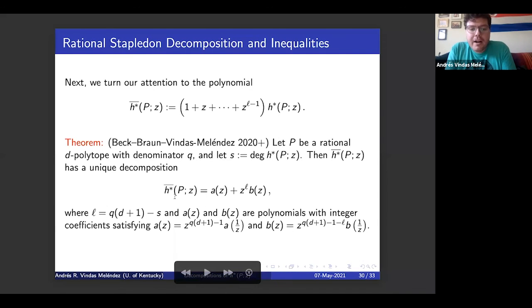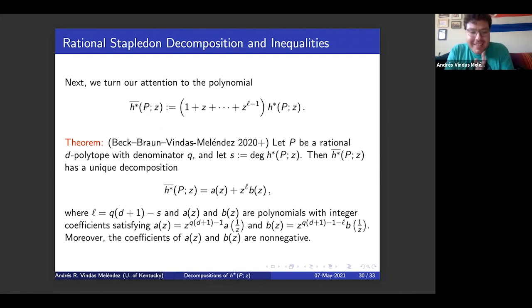And so a theorem here is that H star bar has this unique decomposition, which we call an AB decomposition, where L should look familiar. It's that first point where we see an integer lattice point in the dilate, right? But the nice thing about this decomposition is that this A polynomial and this B polynomial have integer coefficients, and they're symmetric and non-negative. So I think this is quite nice.